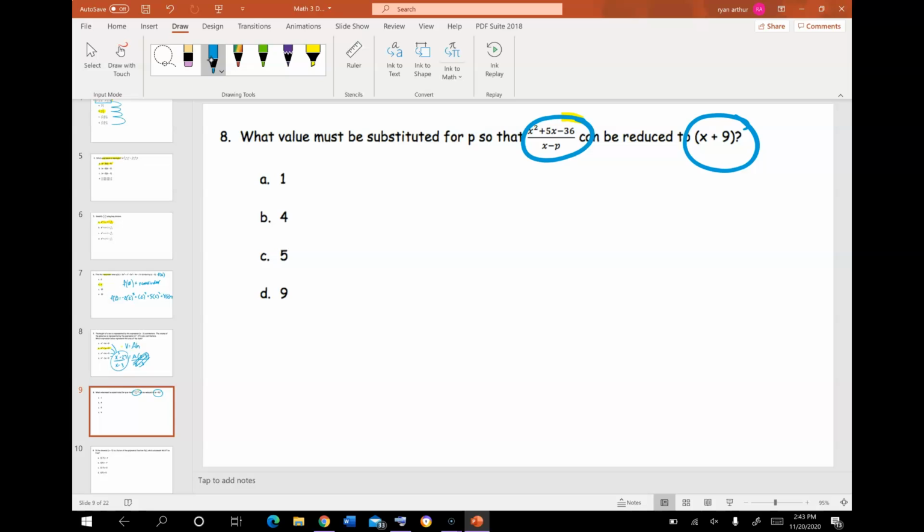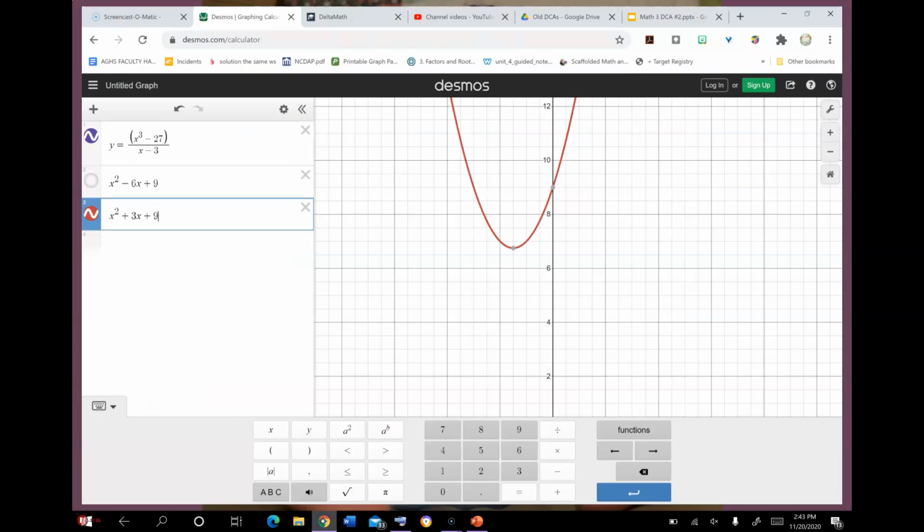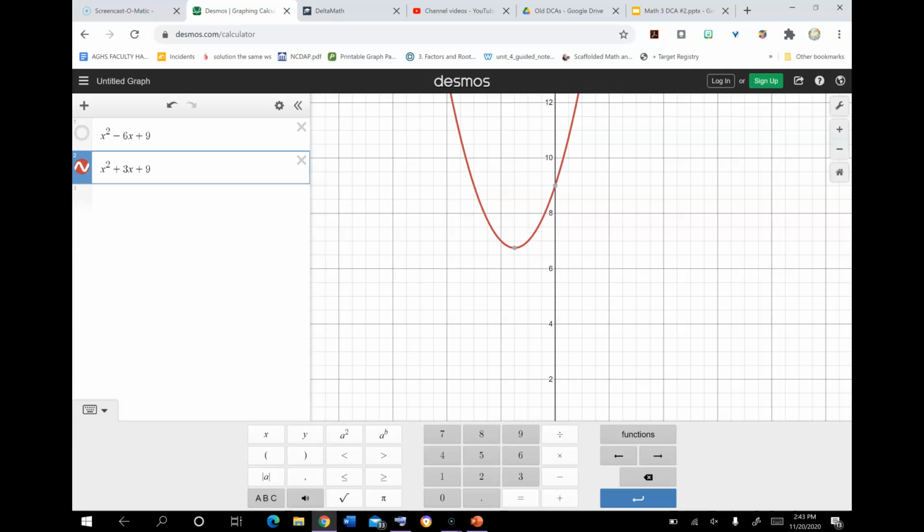So why couldn't we just do trial and error? Type x plus 9 into the first line. Second line, we'll just sit here and play around with P. First we'll say x minus 1. Then we can say x minus 4. Then x minus 5. And then x minus 9. And whoever gives us the same graph is the answer choice. Okay? So we go up here and we're going to do that. So we first type in x plus 9, sorry.